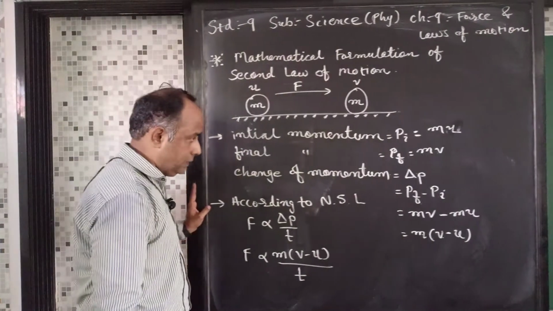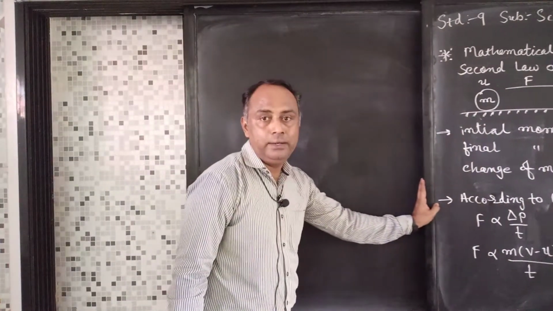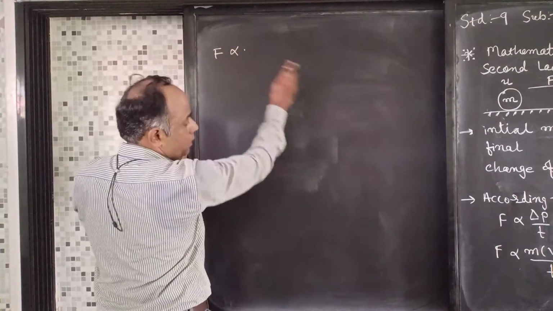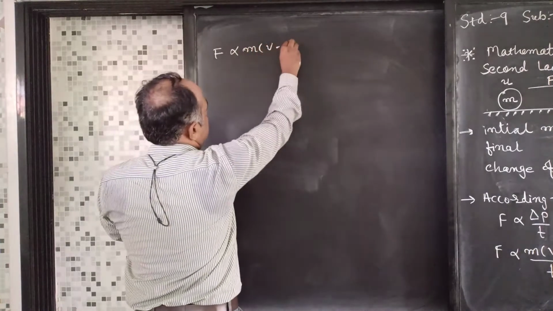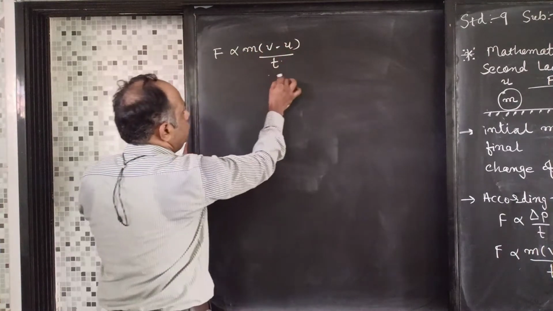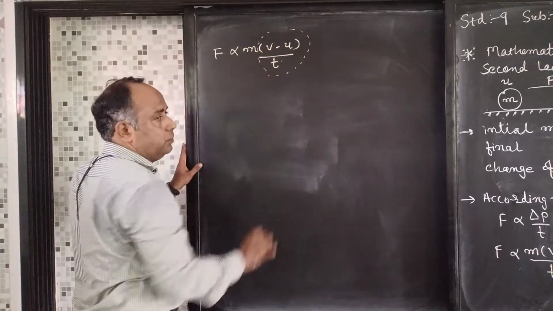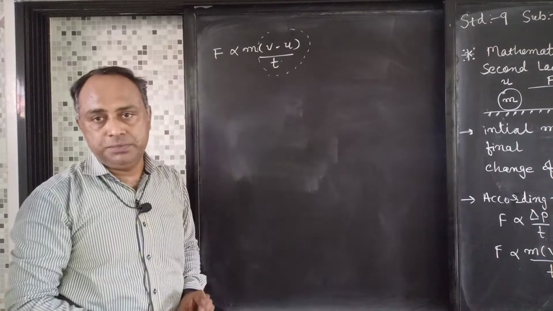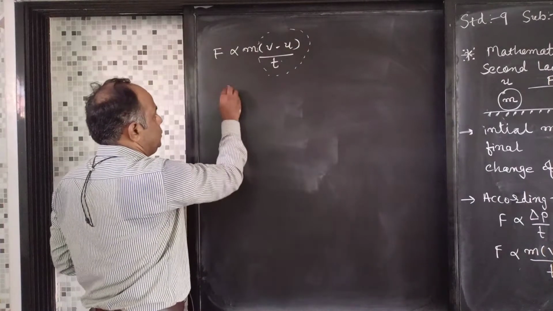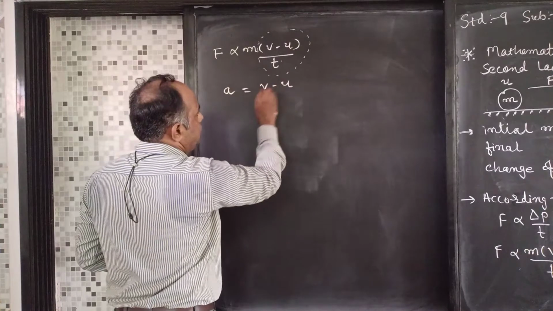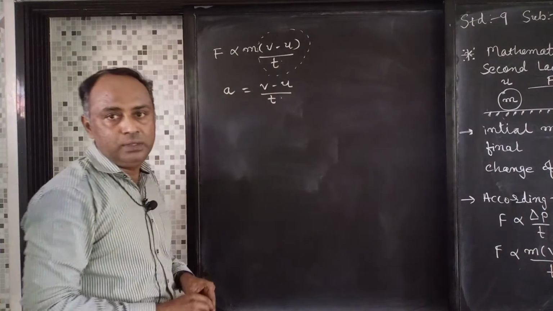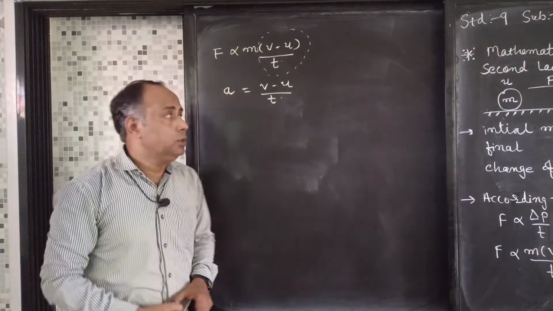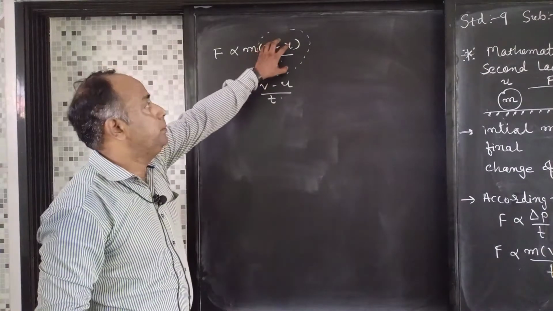Okay, so I'll just slide it, and here we will see F proportional to m into (v minus u) upon t. But if you see this well, you will actually recall your knowledge of acceleration from the first chapter. What do you call acceleration? Acceleration is nothing but a change in velocity in unit time. Change in velocity in unit time is called acceleration. So this a is going to replace this part.